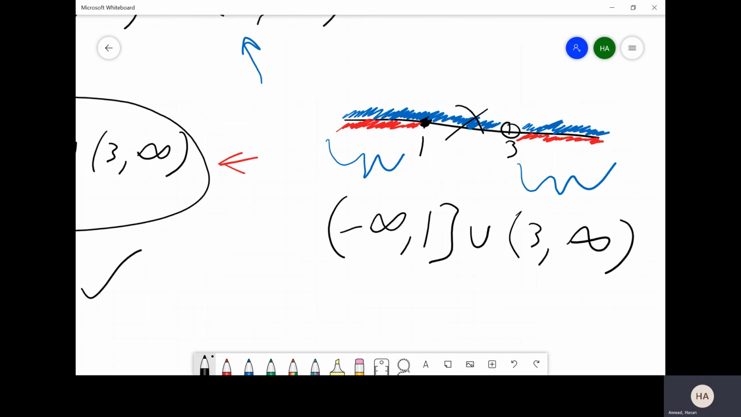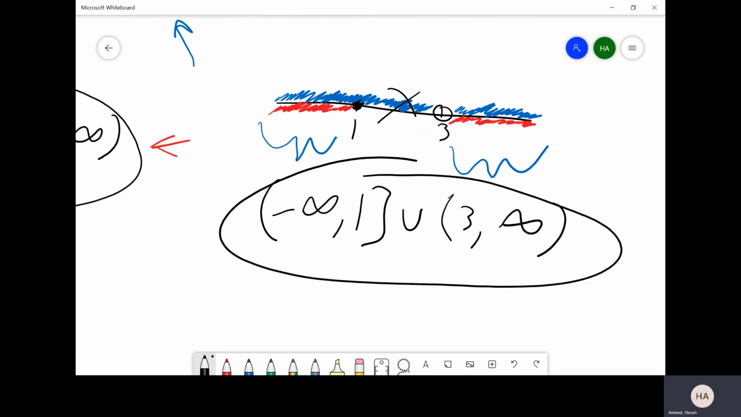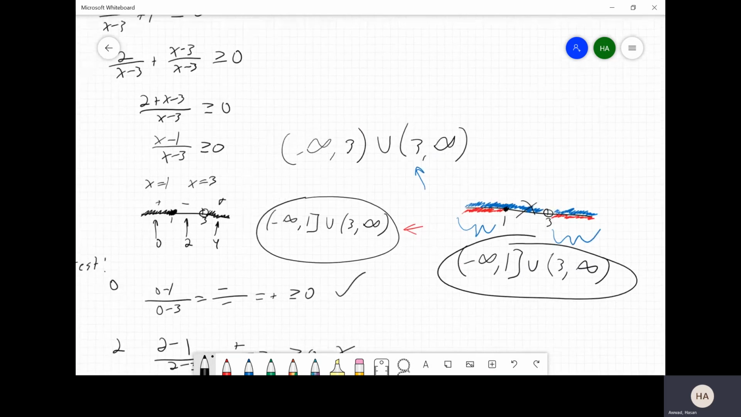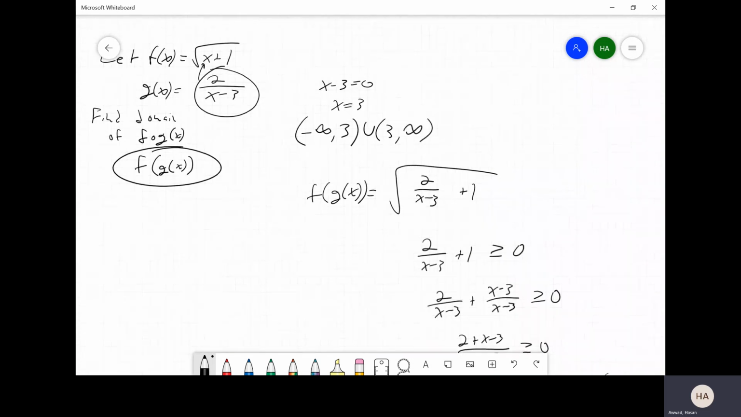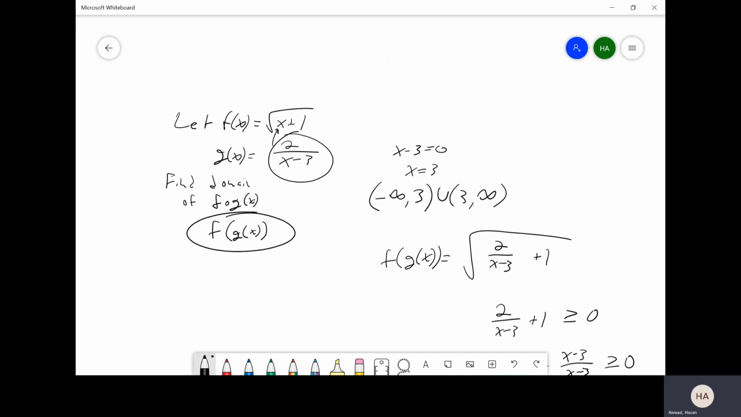Let's chunk that. Weird. But the point is, this is your final domain. I know it sounds like a lot of work, but it's really not so bad. Let's go ahead and recap what we did here. We were given the task of finding the domain of f composed with g of x.